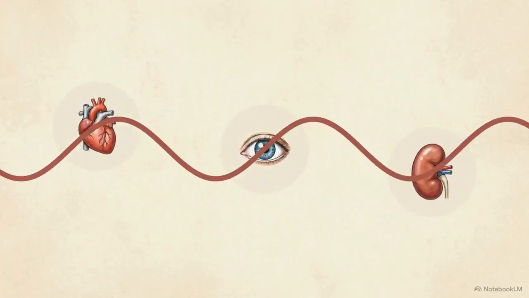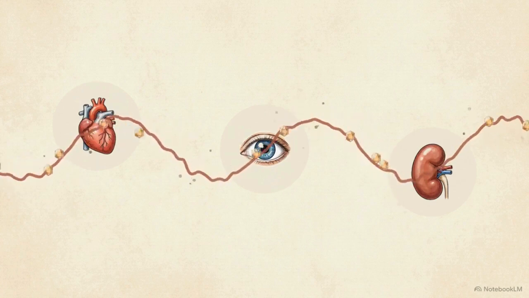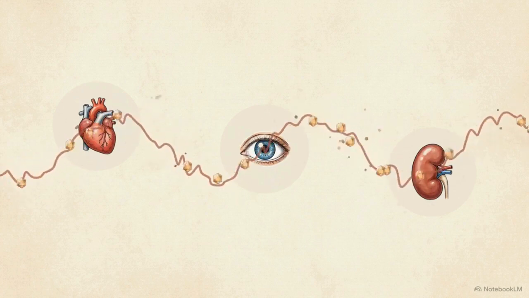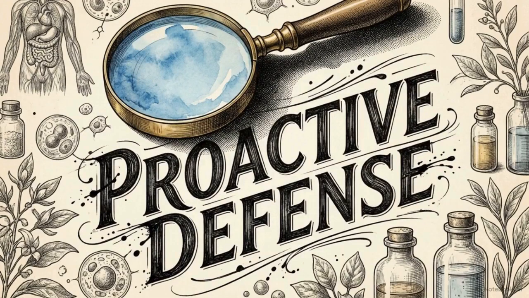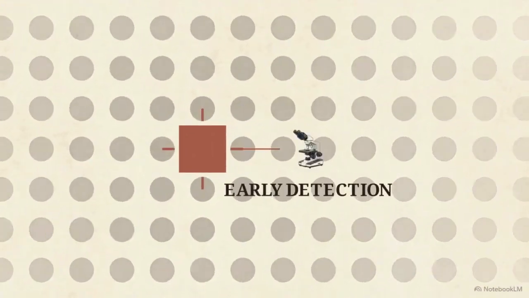Over years, those high sugar levels act like sandpaper, silently degrading the blood vessels in your heart, eyes, and kidneys, usually without causing a single ounce of immediate pain. The only reliable defense against this is early detection. You have to locate the problem before the microscopic damage becomes a permanent reality.